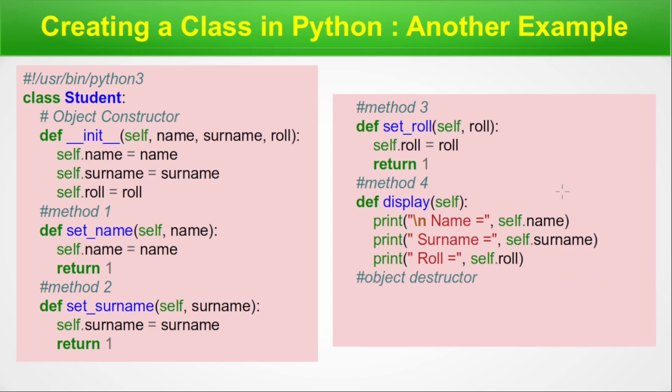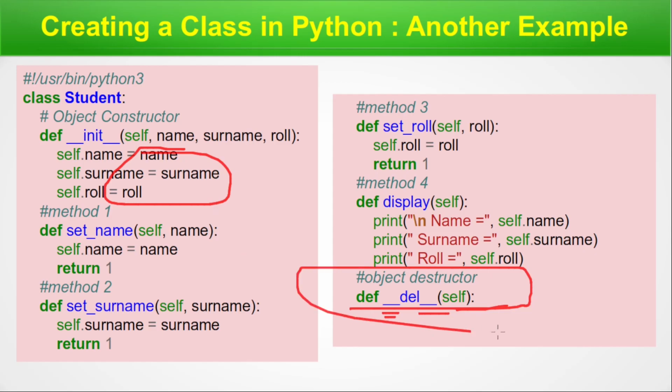And the object destructor is here. Destructor del, it is double underscore, then del, double underscore, then self. Destructor is used for the memory optimization of the computer in which you are running the object oriented code. And destructor actually helps that whenever the usage of that particular object is finished, it clears all the memory. So some memory will be kept for that particular object, and all these memories will be cleared out by this object destructor.